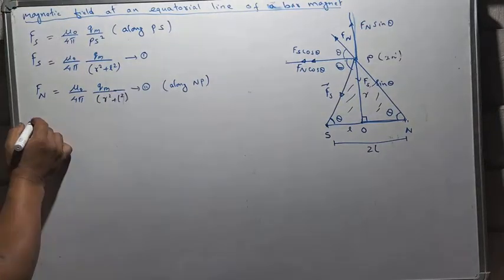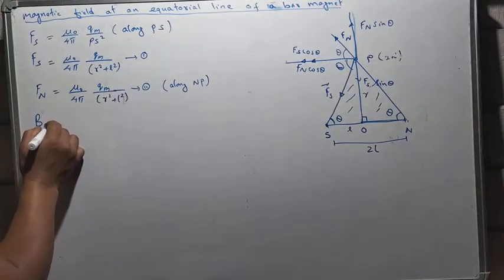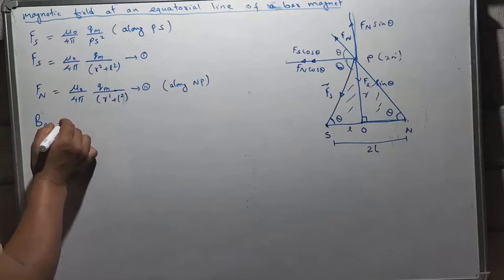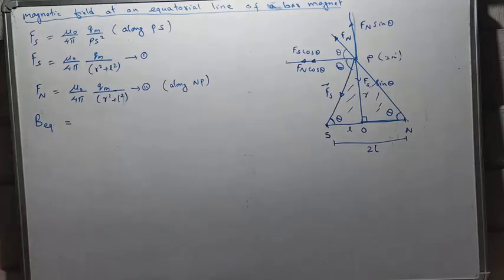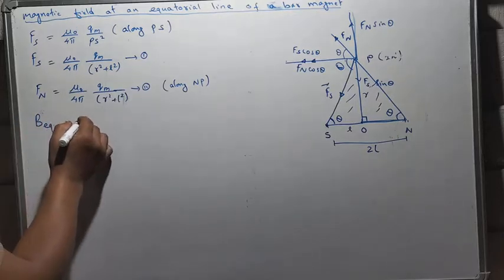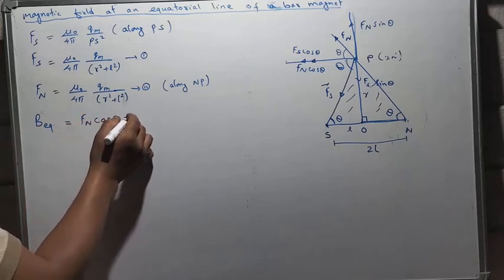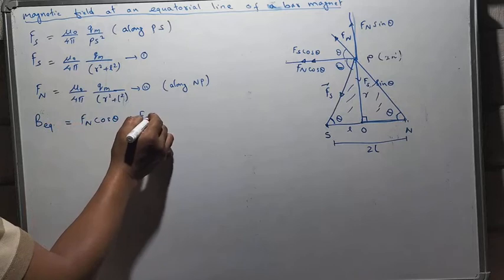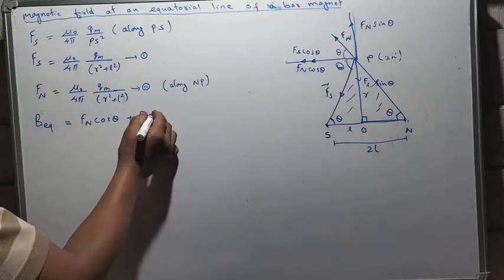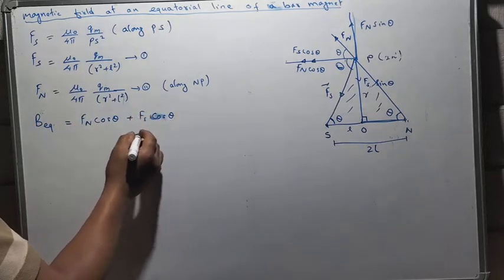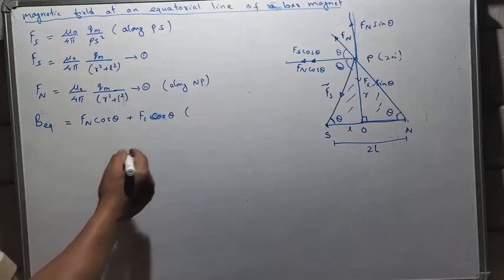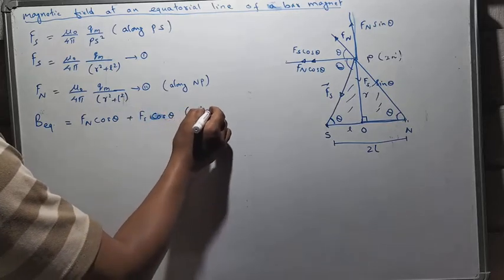So what is the total magnetic field? The total magnetic field, let me write as B equatorial or B_EQ. This will be equal to Fn cos theta plus Fs cos theta, and this net magnetic field should be acting along which direction?